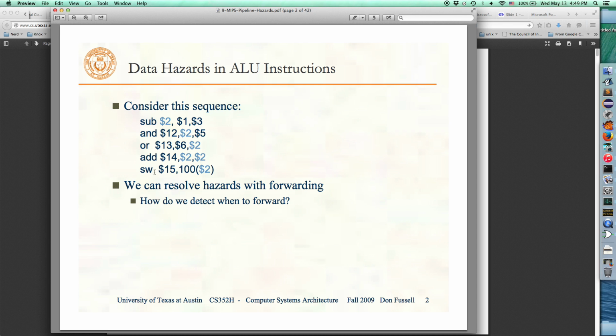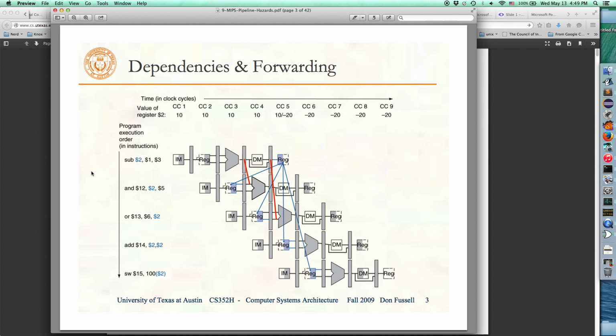So here's some code that has some data hazards in it that can be resolved with forwarding. And then here is our cycle diagram, and you can kind of see what's happening. We got an R-type instruction, subtract. We want to write back into register 2, but then we're immediately trying to use register 2 in the next cycle. Now the write back doesn't happen until a couple cycles later, so we have this edge going back in time. That's not going to work.